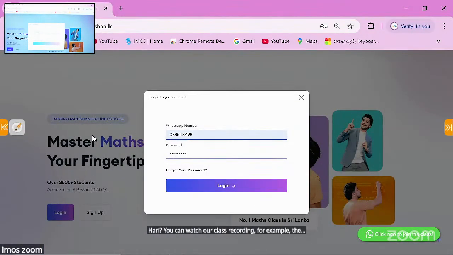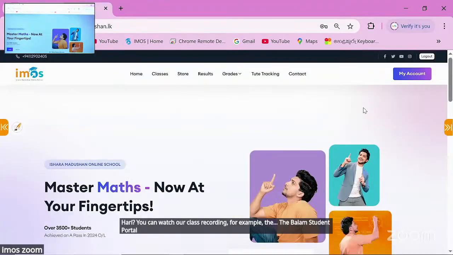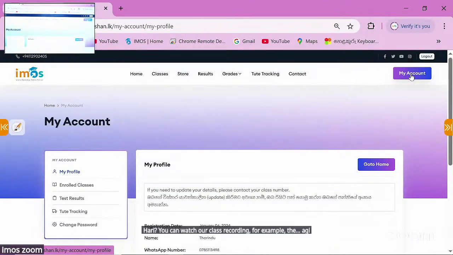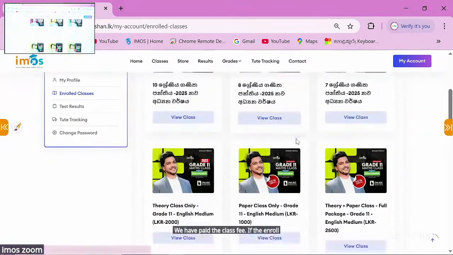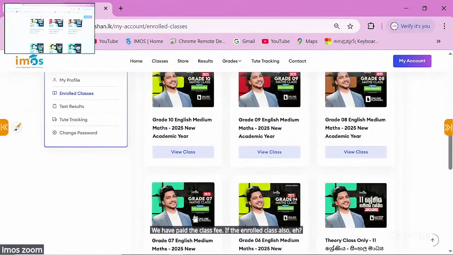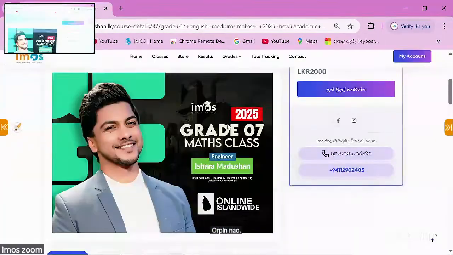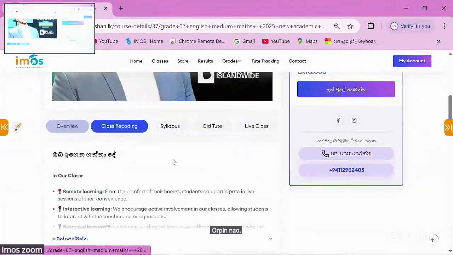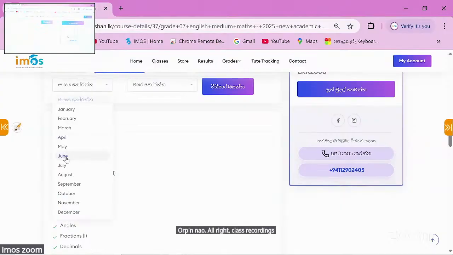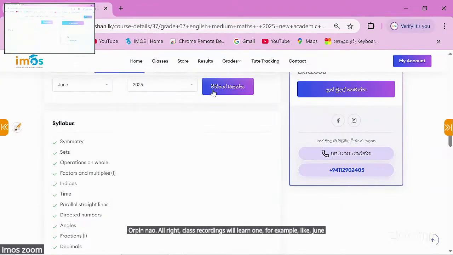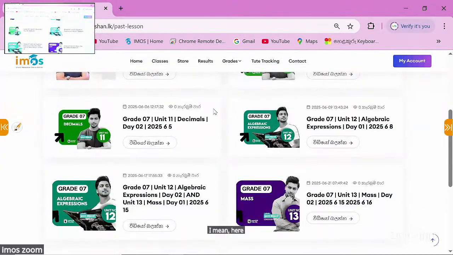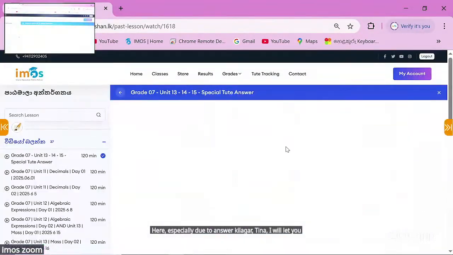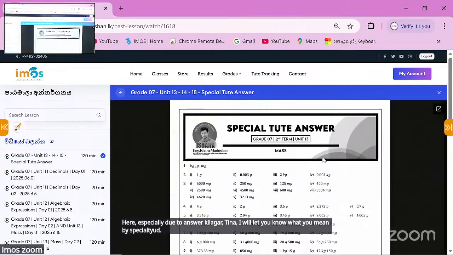let's go to the student portal, where the student can watch the recordings at any time. If you have paid the class fee, your class will show under enrolled classes. That comes later, don't think about that now. In class recordings, look, for example the June 25 video. Here there is something called a special tute answer. I will let you know what we mean by special tute. You can see there is a PDF there.